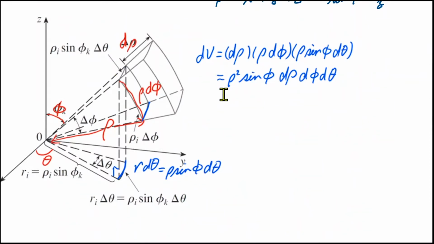Now let's put it together. So dV, the volume of this little tiny box, is d rho, this thingy, times this thingy, which is rho d phi, times this thingy, which is rho sine phi d theta. This sine phi comes from this side. So sine phi is here, that goes with d theta. Are you confused yet? You got this? So we have, here's rho, so rho squared sine phi d rho d phi d theta is our dV in spherical coordinates. How about that?